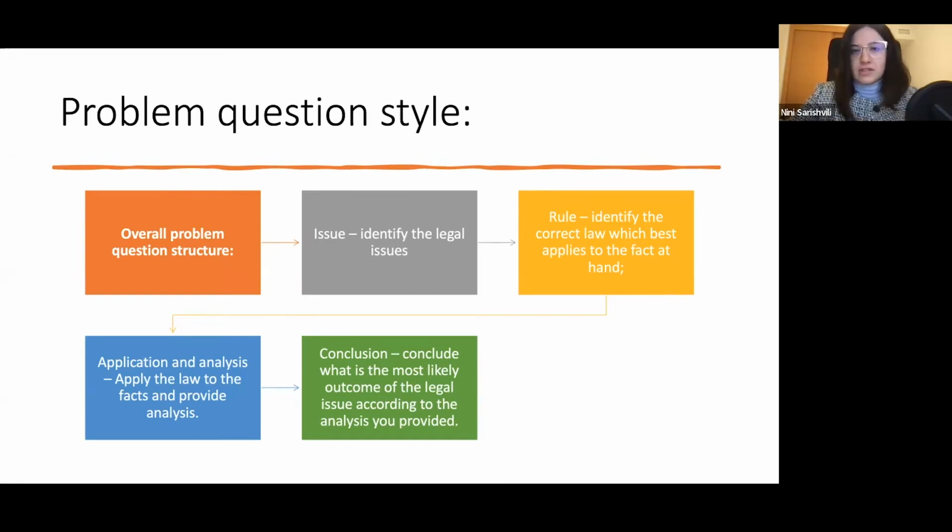Many students think that they are aware of IRAC structure, issue, rule, application, conclusion structure for problem questions. However, I see a lot of mistakes in the tutoring sessions that students make applying IRAC structure. The main mistakes that I see from students' answers is that firstly, they copy and paste the facts of the case. When you state the issue, by identifying the legal issues, you need to say what is the legal issue in the problem question at hand, rather than copy and paste the facts of the case.